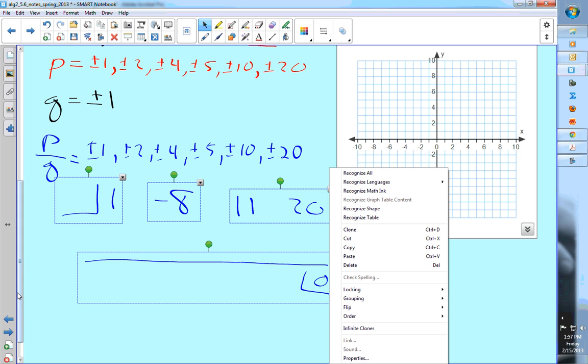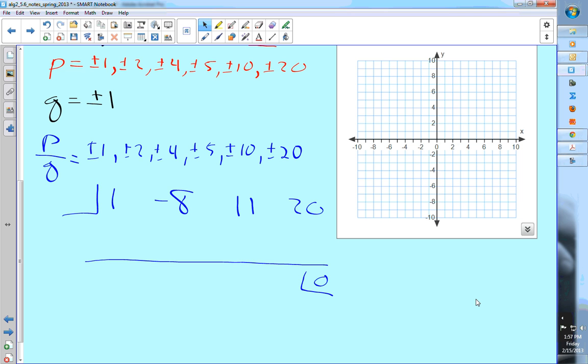So if you wrote this stuff in pen, then you can erase when it doesn't work. And you can stop as soon as you know it doesn't work. So I'm going to just start with 1.